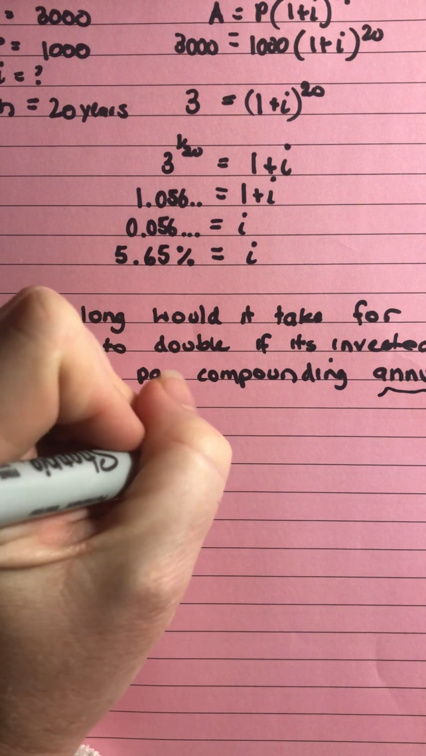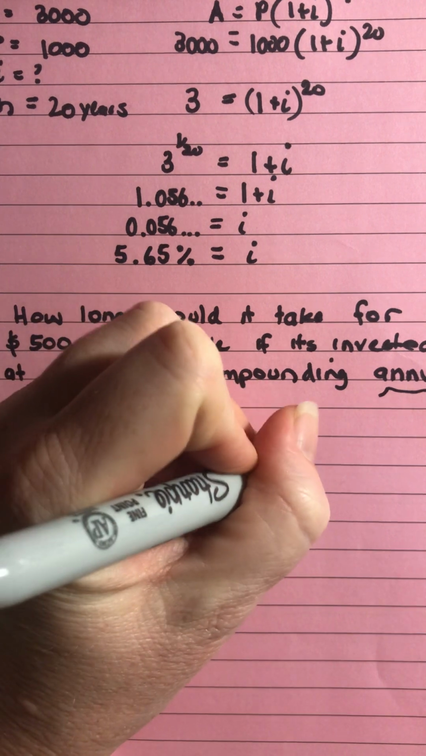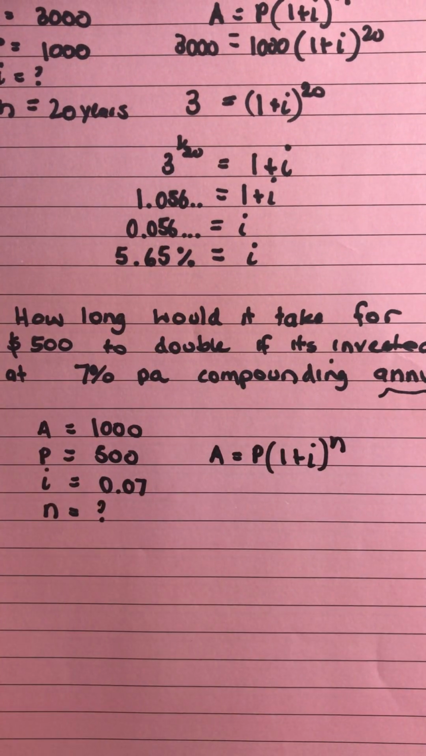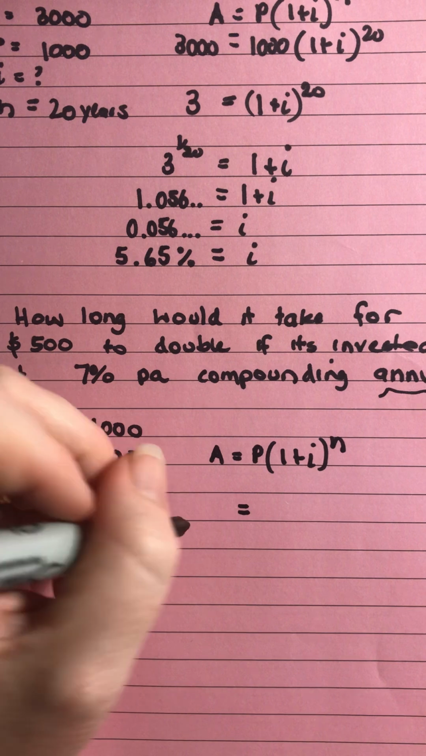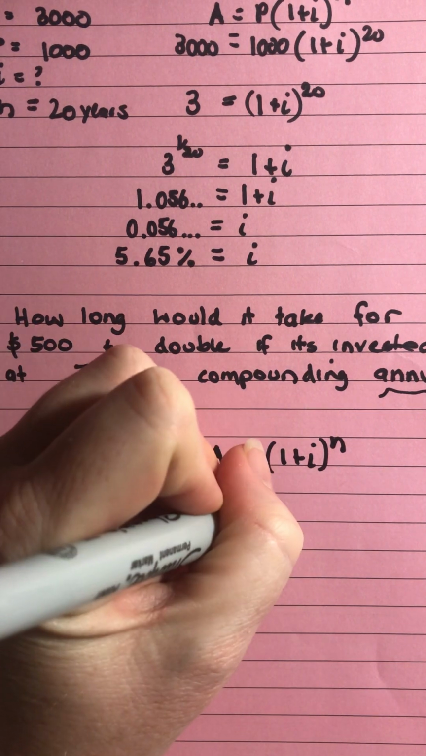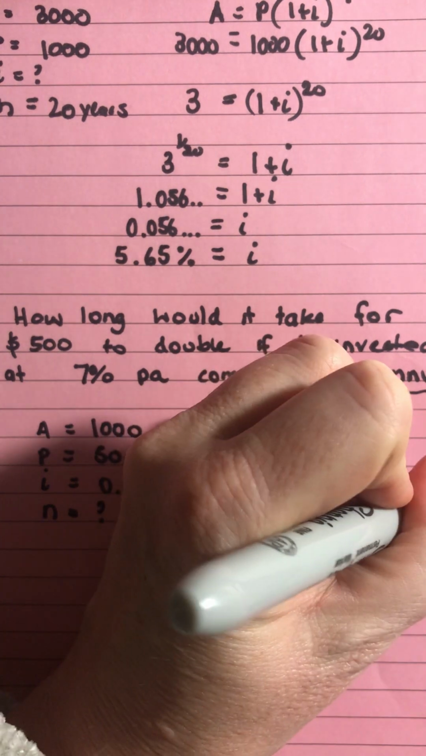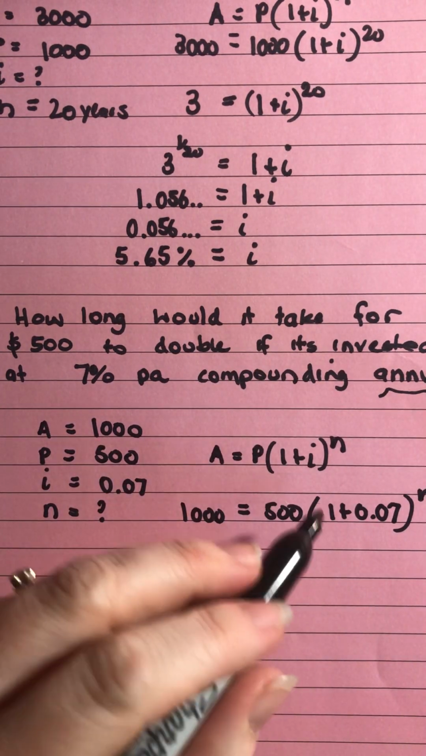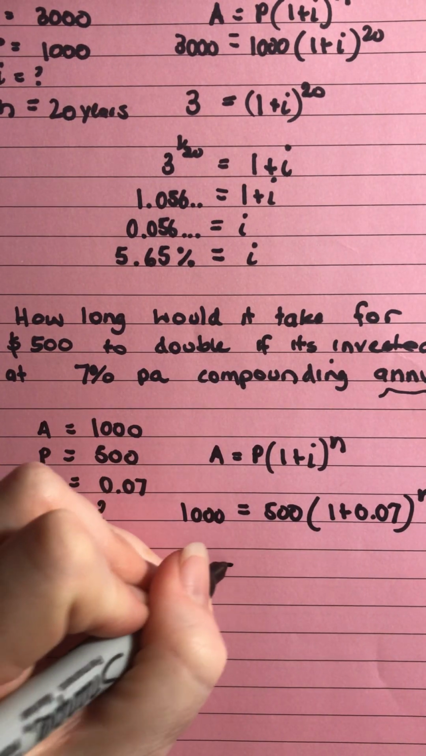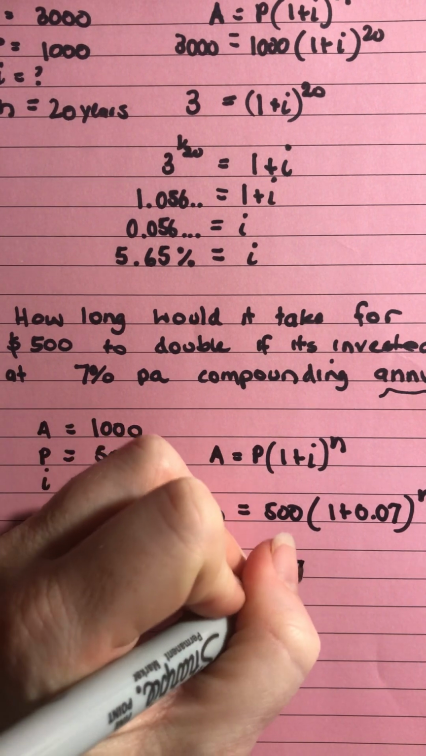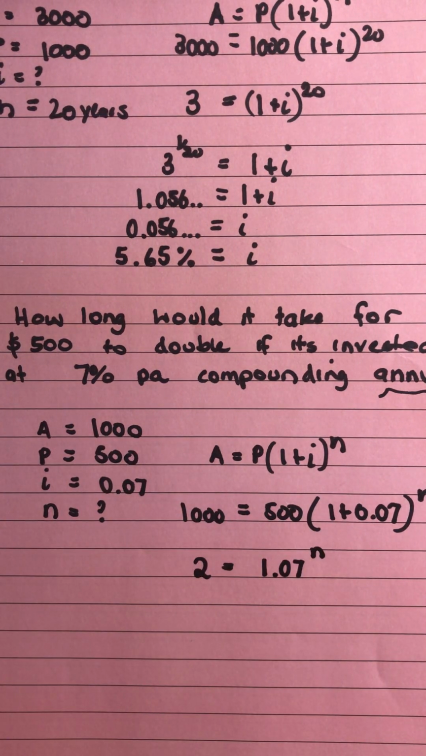So I'm going to write my A equals P outside of 1 plus I to the N. I'm then going to put in what I know. So I've got my 1,000 is equal to 500 outside of 1 plus 0.07 to the power of N. And now I'm going to do the divided by 500. So I get 2 is equal to 1.07 to the power of N.